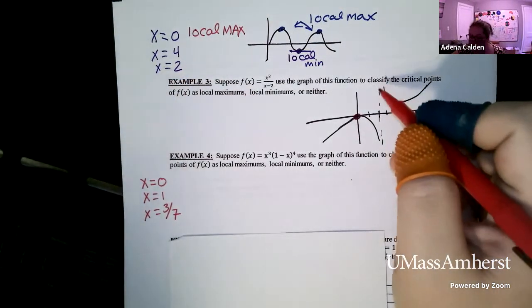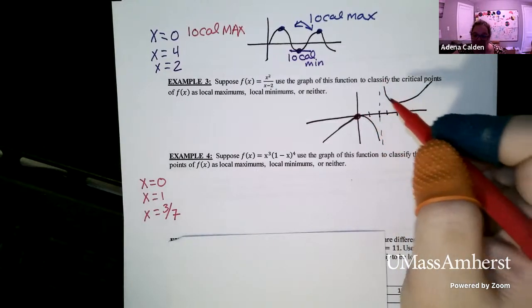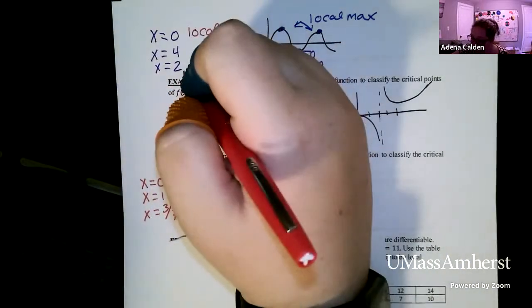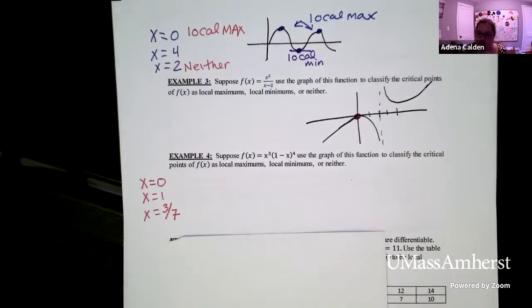Now at 2, we see that we have an asymptote, right? So we have something that shoots down to infinity and goes way up to positive infinity from the right. So that means that here at 2, that's a case where we're going to have neither. That doesn't create a max or a min. We have a discontinuity there.